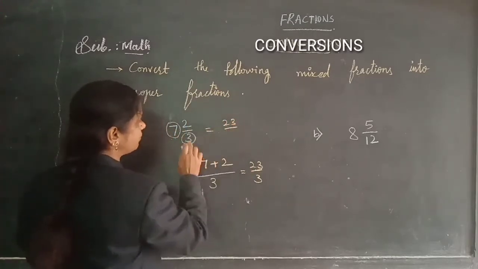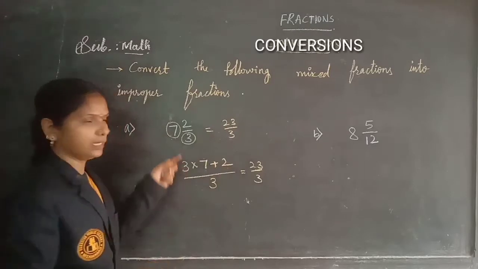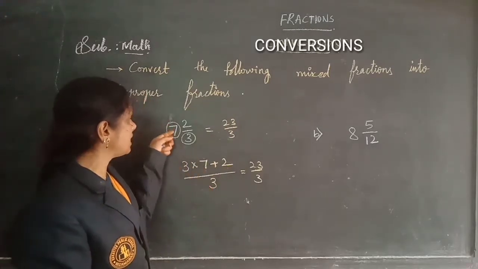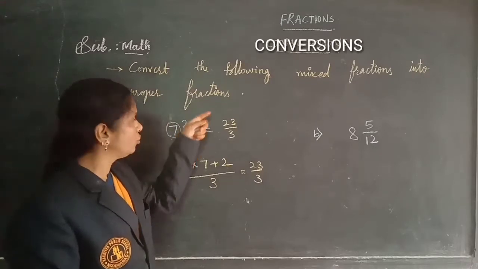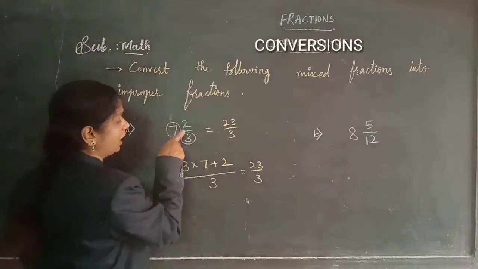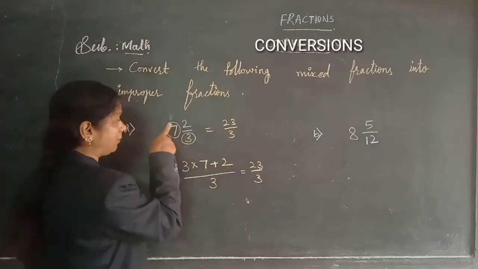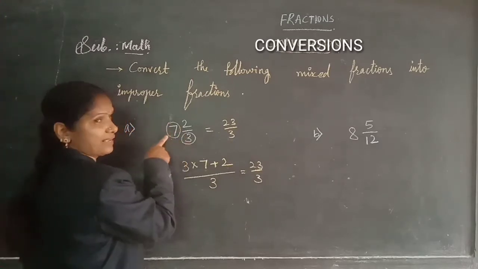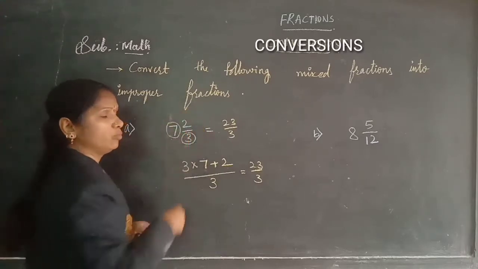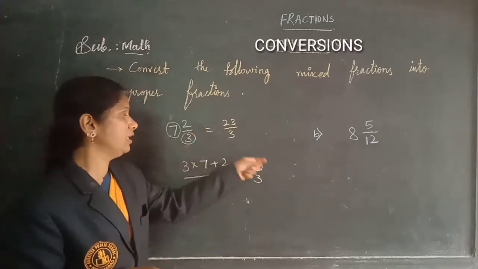23 by the same denominator here. The denominator won't change, children. So here 7 2 by 3 is nothing but 23 by 3. Once again I am repeating, children. Denominator number you should multiply by the whole number. 3 7s are 21, and with that product you add the numerator, 22, 23. So 23 by 3.